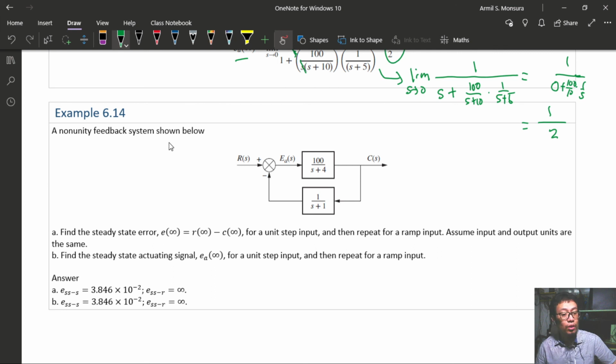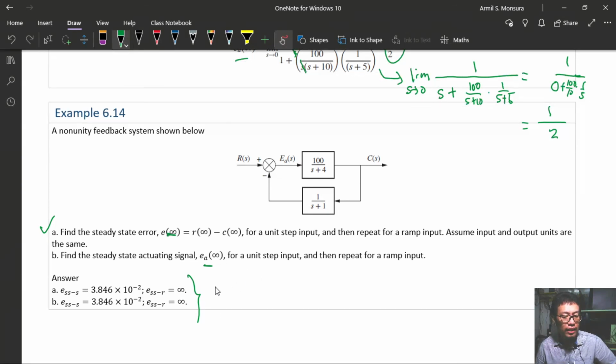Now, what I would like you to do then is to try to work on example 6.14 on your own. Okay, para magamit niyo yung formula. Pero take note na pareho lang yung results. Okay. Pero sa una kasi pinapahanap yung error. Okay. Sa pangalawa, pinapahanap actuating signal. Pero fortunately, what would happen is that pareho yung results nila. So please verify na pareho nga talaga. Okay. By using the appropriate formulas.